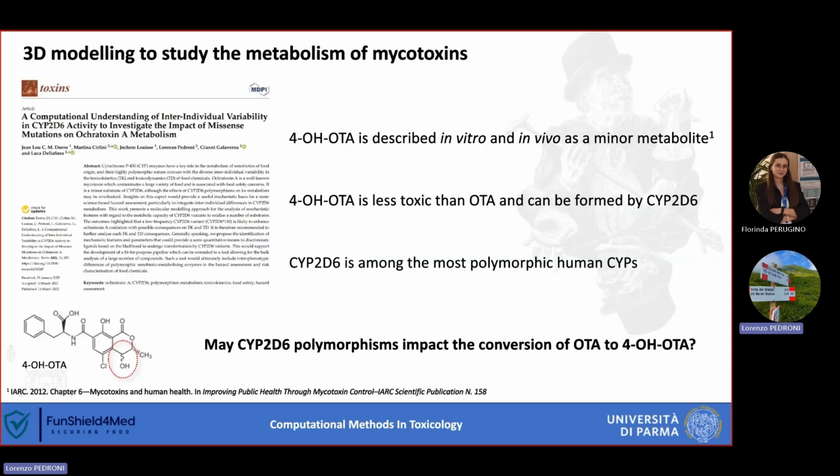The hands-on we will present today is about an already published study, which is reported here in the slide, entitled A Computational Understanding of Inter-Individual Variability in CYP2D6 Activity to Investigate the Impact of Missense Mutations on Ochratoxin A Metabolism. So the question we wanted to answer was, may CYP2D6 polymorphisms impact the conversion of ochratoxin A to its 4-hydroxylated derivative? This is interesting since this derivative is less toxic than ochratoxin A itself and can be formed by CYP2D6.